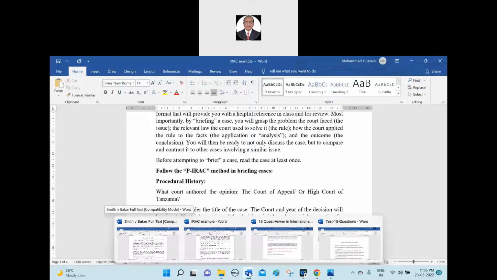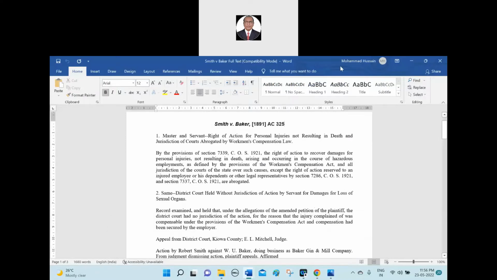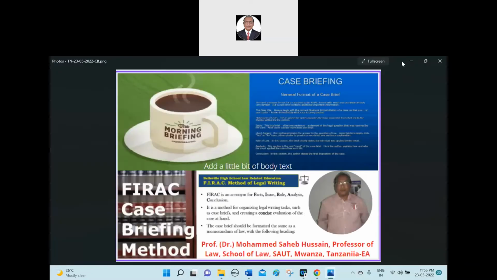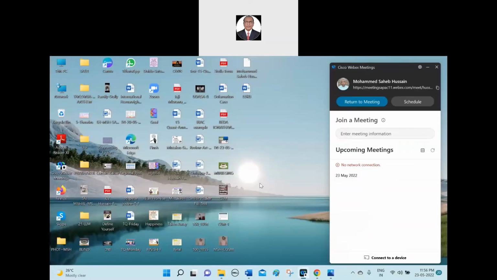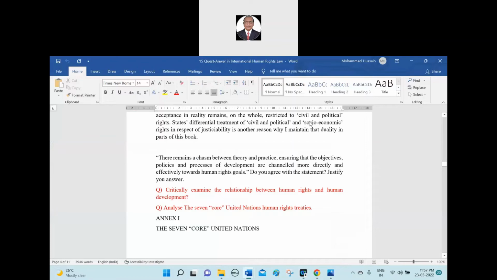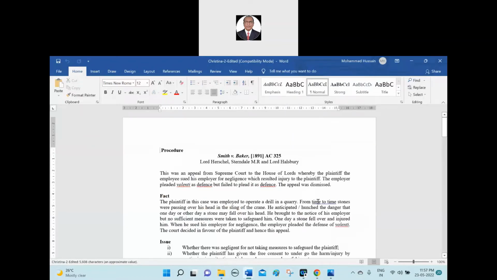Let us see how it is written over there. Yes, Smith versus Baker. Where did it disappear? It is gone, but I will check it again from here. Yes, here it is. So that should come over there. This was an appeal case from the Supreme Court to the House of Lords, where the plaintiff... I don't know whether it is the Supreme Court or the Court of Appeal.